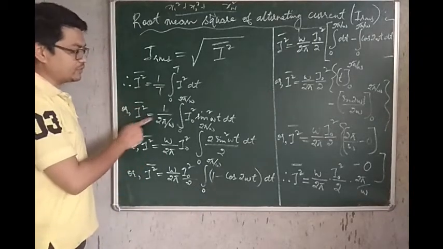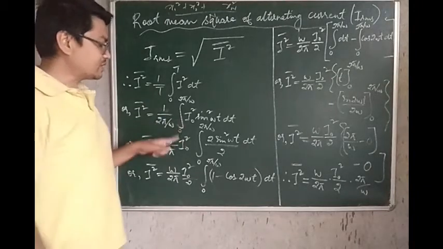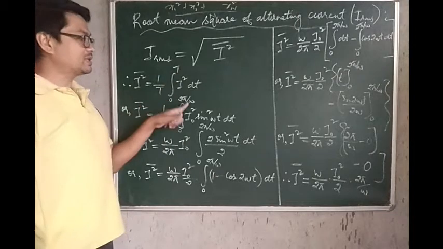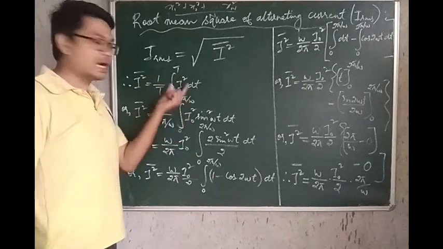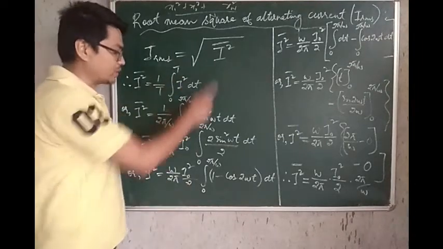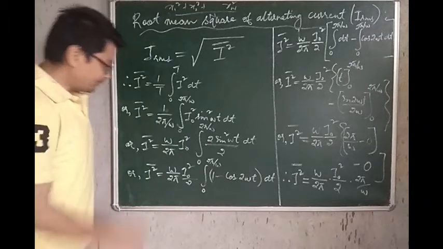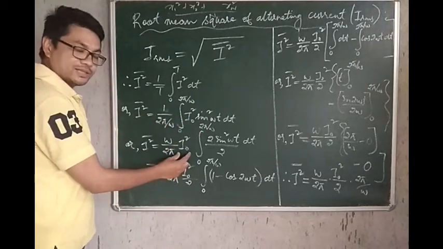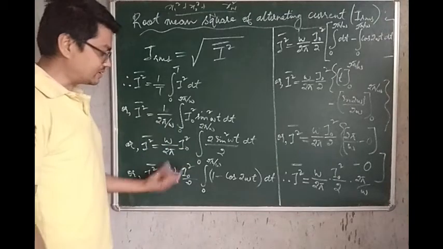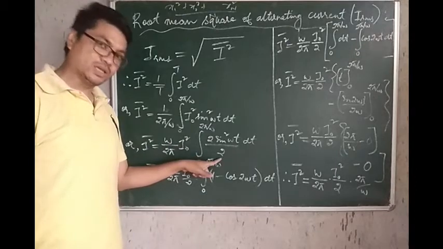So the mean squared value therefore is 1 upon 2 pi by omega. Instead of capital T we write 2 pi by omega. Integration from 0 to 2 pi by omega again, and the instantaneous value of current I is I0 sine omega t. So the square of that is I0 squared sine square omega t dt. I take out I0 squared outside the integration, since it's a constant, the peak value is a constant, and we get this integration by multiplying and dividing by 2.